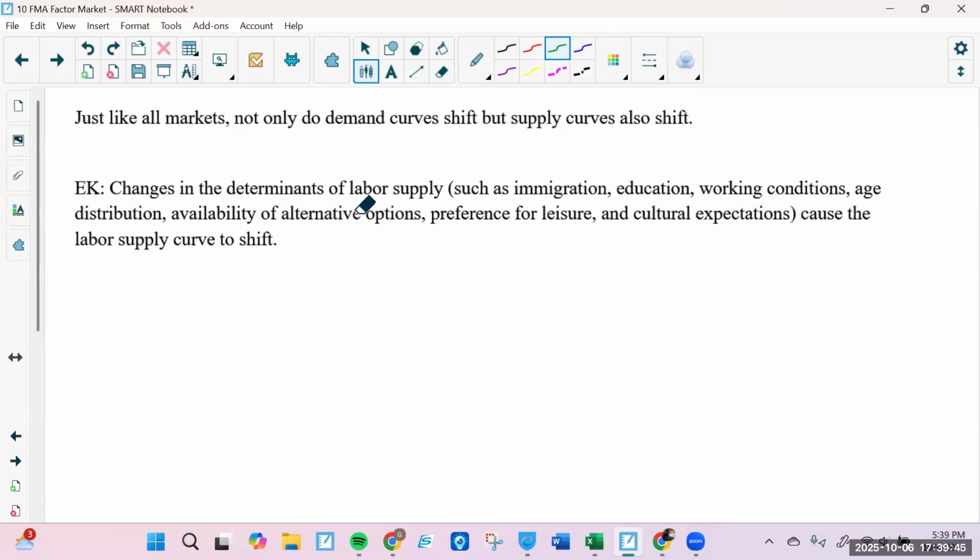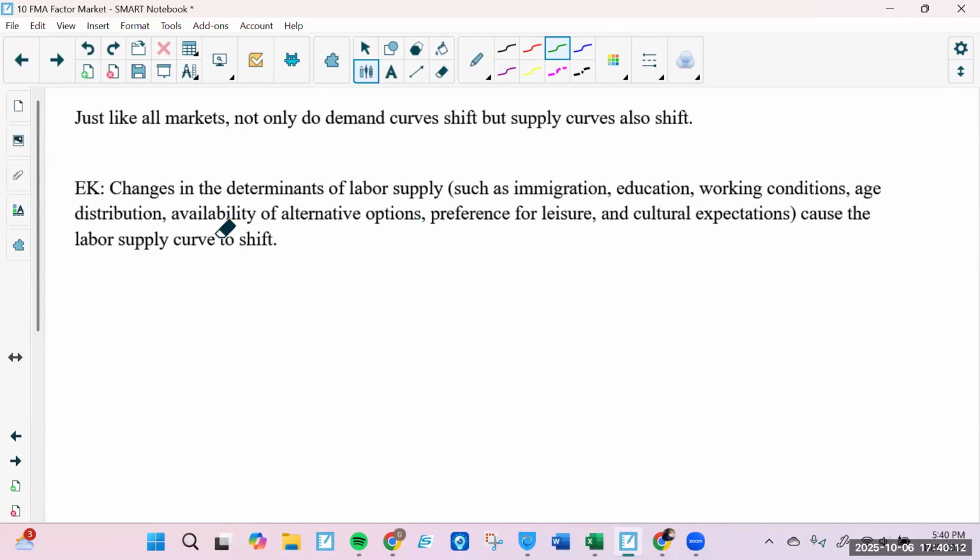Availability of other options. If you can do something other than work, then the supply curve shifts to the left. If there's no other options, then the supply curve shifts to the right. Preference for leisure: people want to play and have fun, shifts to the left. Don't want to play and have fun, shifts to the right. Cultural expectations: you're expected to work, get a job, supply shifts to the right. Or no, you're expected to not work. Your full-time job is to be a student, supply curve shifts to the left.